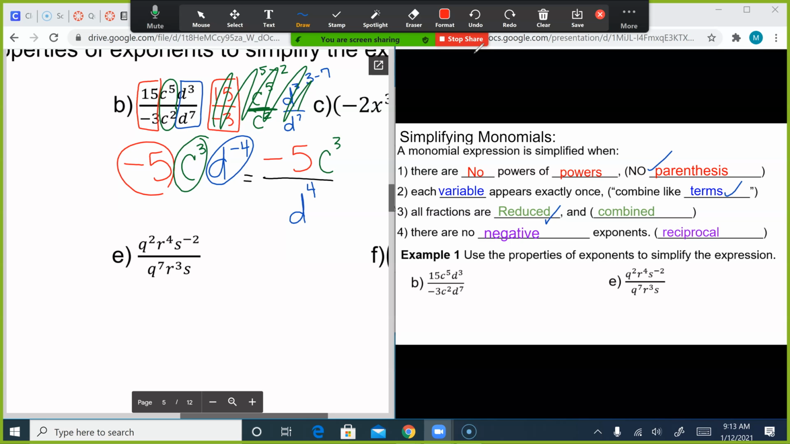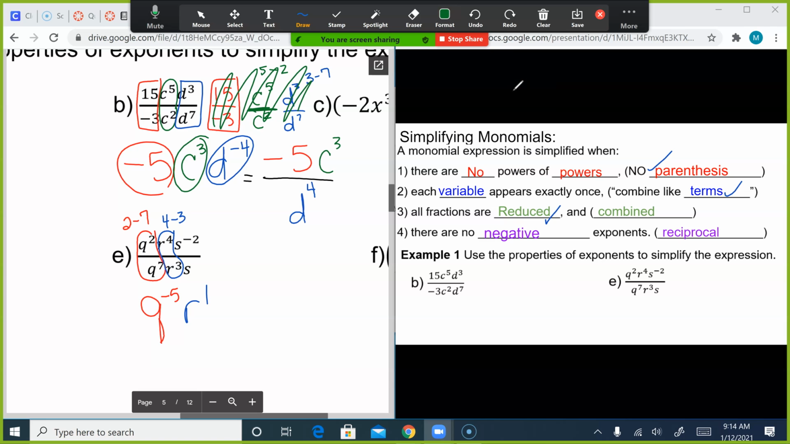Okay, so combining my Q's together. Let me see if I can circle the Q's. I'm going to do 2 minus 7 is negative 5. That's a Q. And then I combine my R's together. So here R, 4 minus 3 is 1.